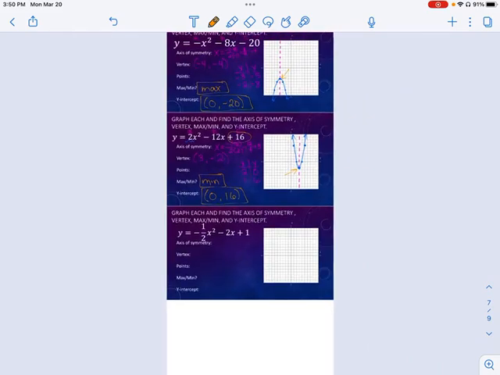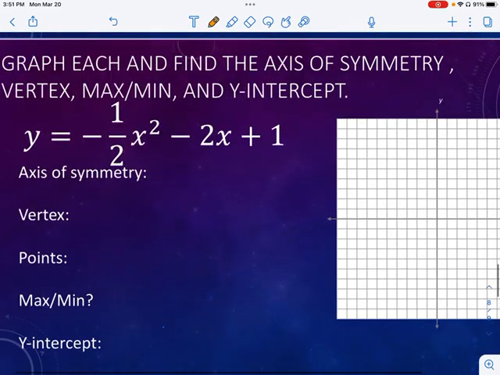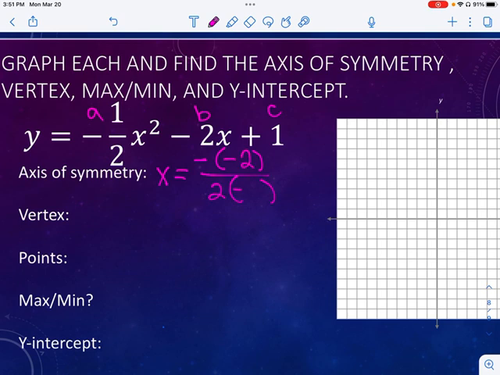Okay, and the last one we have here, we take a look, here's my A, here's my B, here's my C. So x equals negative of my B over 2 times my A. My B is negative 2, my A is negative 1/2. So negative of negative 2 is 2. Negative half of 2 would be negative 1. So my axis of symmetry would be at x equals 2. So my vertex, I'm going to come over 1, 2. There's my axis of symmetry.